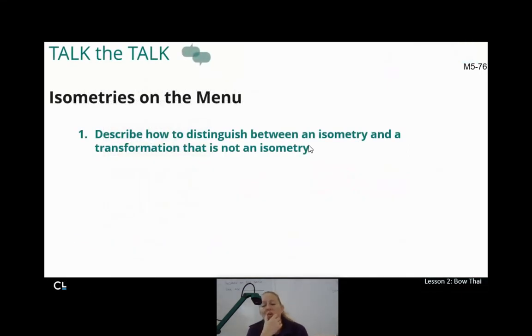So with this in mind, over on page 76, can you just make a few quick notes? Can you describe how to distinguish between an isometry and a transformation that is not an isometry? Just jot down your thoughts, hit pause, write it down, hit play to check your stuff.